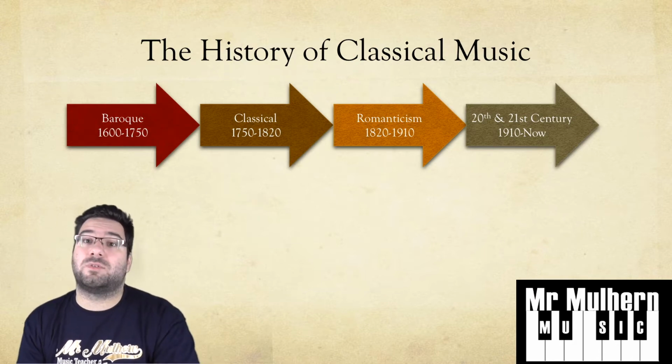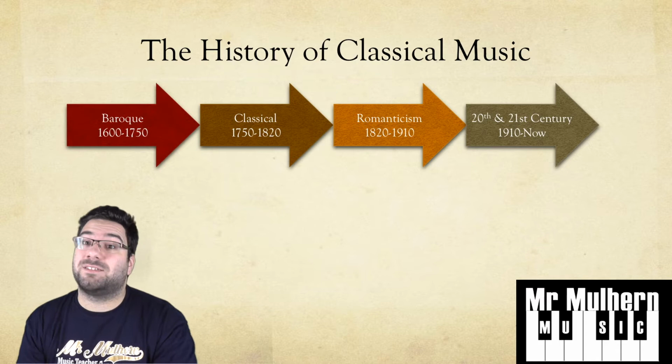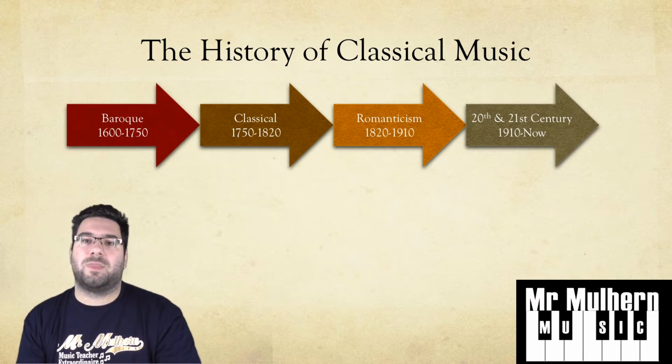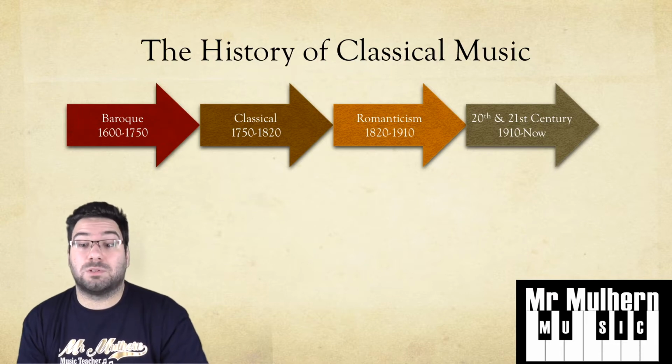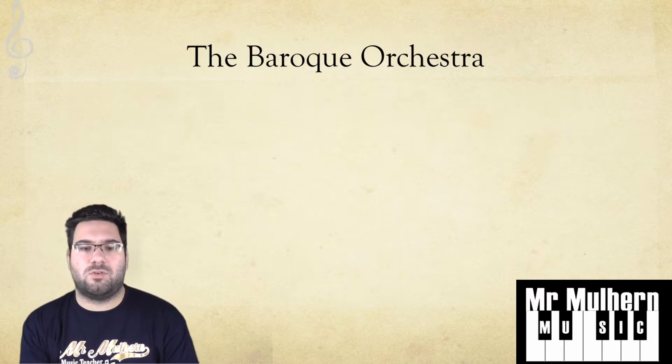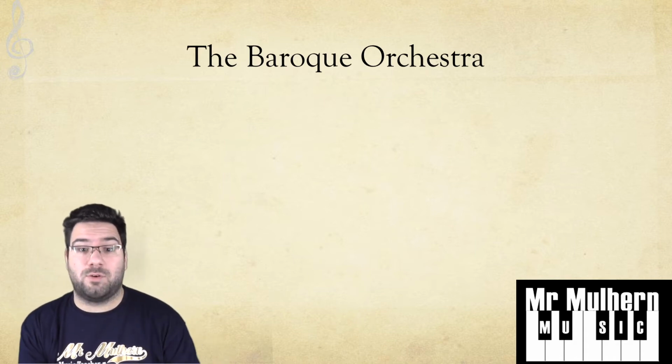Johann Sebastian Bach was composing during the Baroque era, so that was between 1600 and 1750, and we'll look at a bit more about when Bach was composing in a little bit. But let's start with the Baroque Orchestra. Let's see what he had to work with.